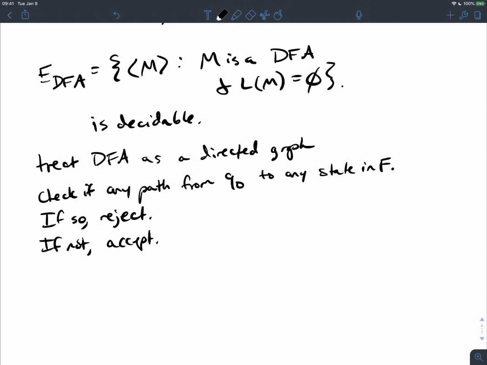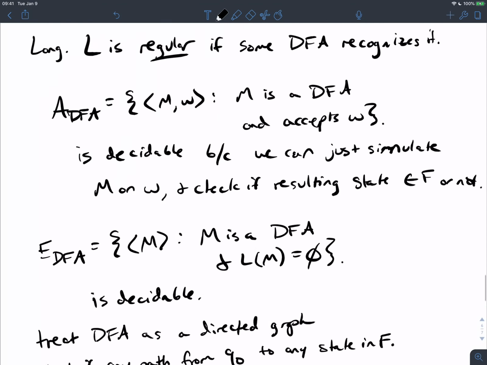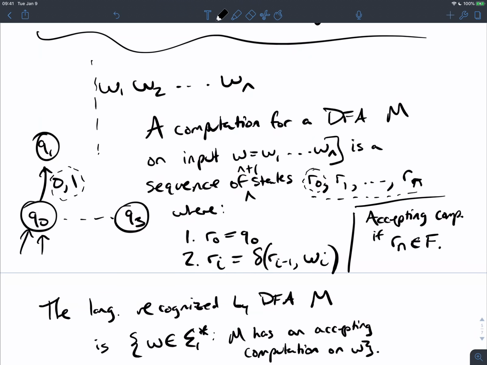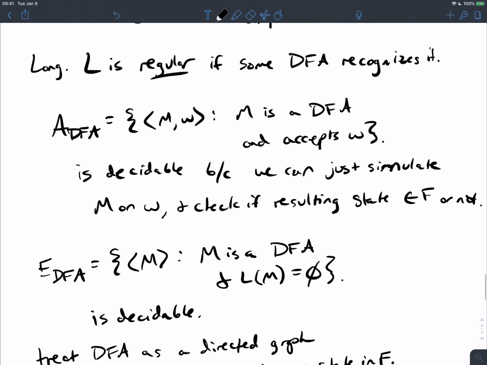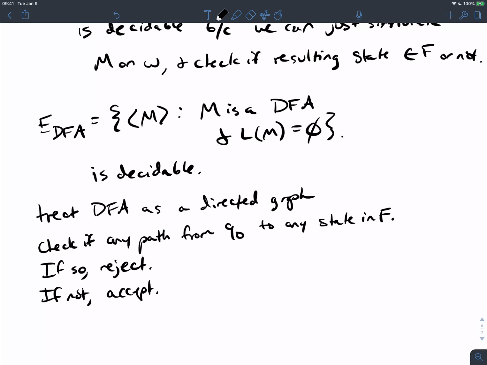Yeah. How could it be a state that's not final, if it could end at any point in the string? No, it has to read the entire input. So remember in the definition of computation, note that there are n+1 states here. So I have to read the entire input. Good question, though. Other questions?